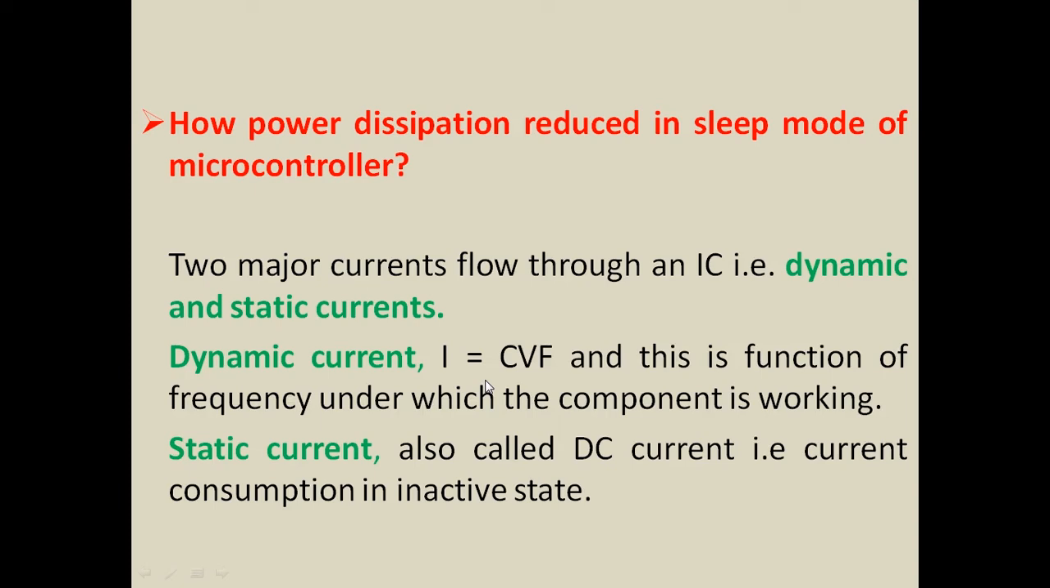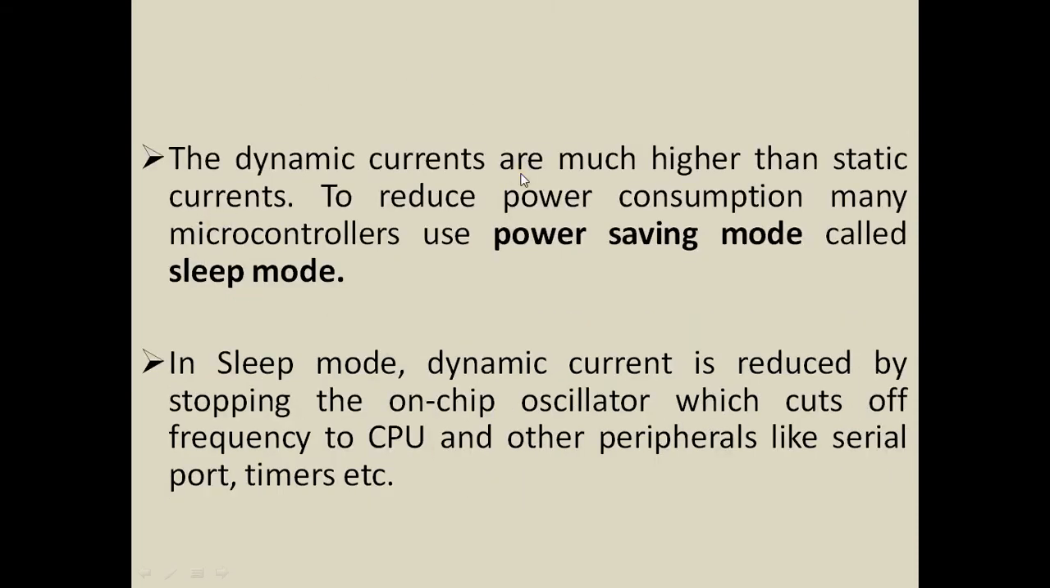So how can power dissipation be reduced in sleep mode of the microcontroller? Here you can see two major currents flow through an IC. It can be a microcontroller, a microprocessor or any other digital semiconductor IC, and these are dynamic and static currents. Dynamic current I is given by CVF, which we have discussed earlier, and this is a function of the frequency at which this microcontroller or digital component is working. And there is static current, also known as DC current. This is the current consumption of the IC in inactive state, that is whenever it is not performing any operation. This can be considered as the leakage current of the IC. The dynamic currents are much higher than static currents.